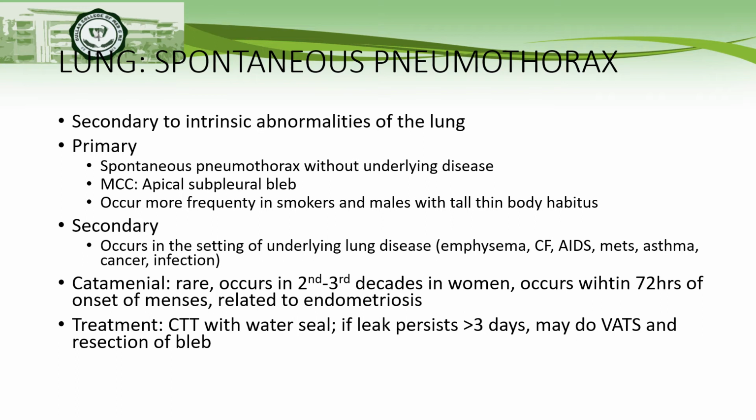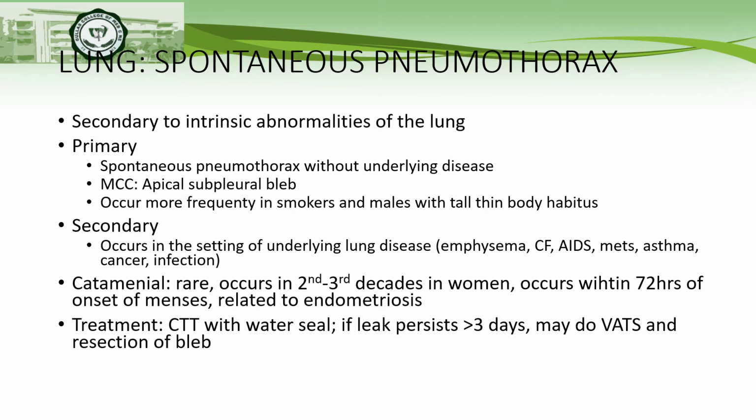There is also a third type of pneumothorax, which we call catamenial pneumothorax. This is a rare condition, occurs in the second to third decades in women, usually within 72 hours of onset of menses, and is strongly correlated to endometriosis. So during menses, the patient gets pneumothorax.